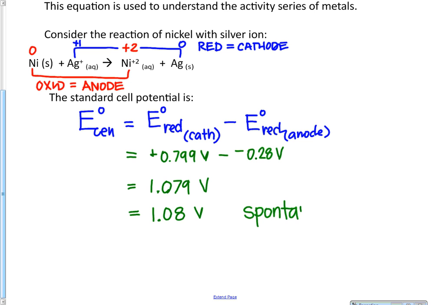And so if you think about what you learned in the previous chapter, chapter 19, if you could predict a sign for this delta G value, you should predict that it's negative, because spontaneous reactions have delta G values that are negative and E values that are positive.